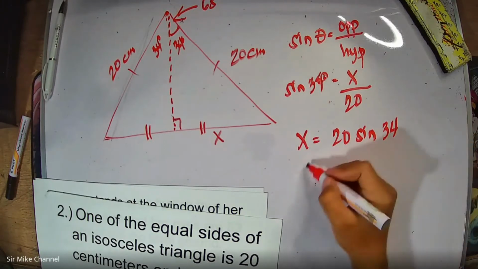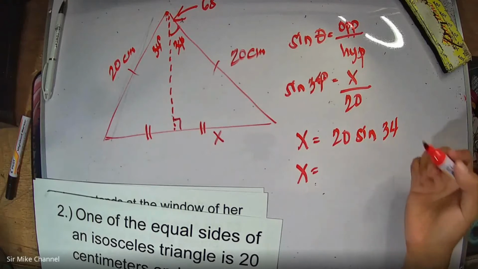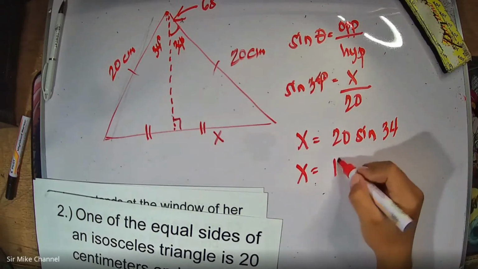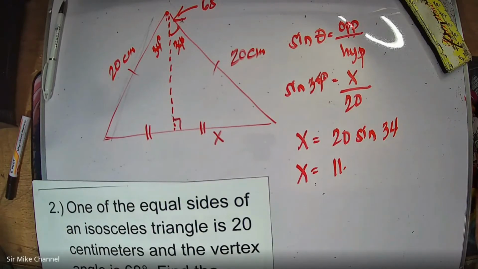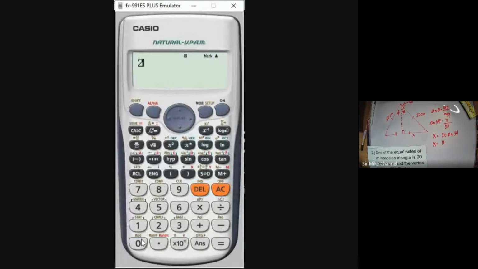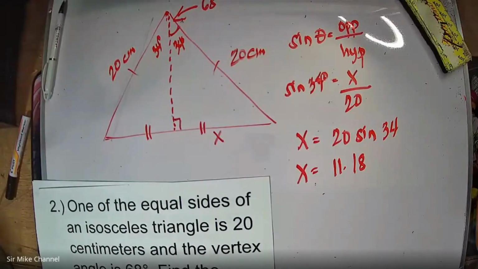So, using calculator, so x is equal to 20 times sine 34. The answer is 11 point. So, check natin. Sorry. So, 20 times sine 34. So, 11.18. 11.18 is the answer. So, 20 times sine 34. The answer is 11.18 cm.